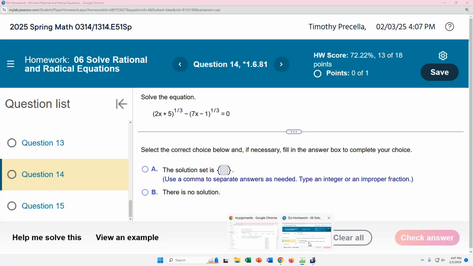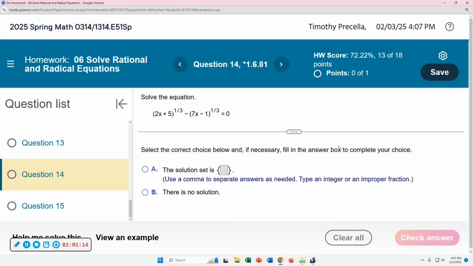Let me see, what did that number 14 look like? Let me write it down. (2x + 5) to the 1/3 minus (7x - 1) to the 1/3 is equal to 0. At first glance, when you see this and you don't know how to do it, you think, oh wow, that's got to be hard. Okay? Write it using a radical.